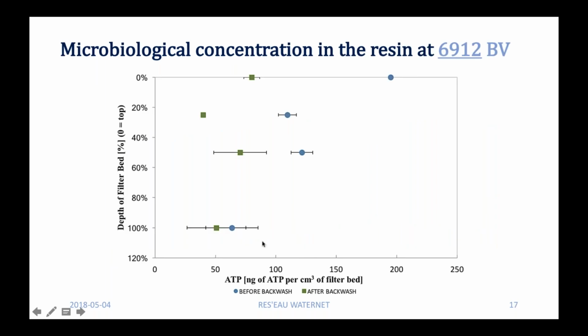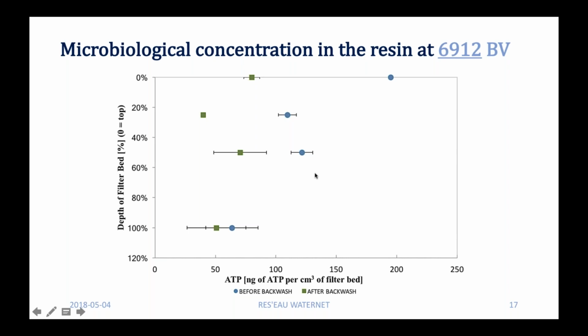An ATP test has been done to study the biofilm regrowth on the surface of the resin. Four samples have been taken from each column before and after backwash, the blue points and the green points, and samples were taken from different depths of the filter: 0%, 25%, 50%, and 100%, which represent different retention times: 0 minutes, 7.5 minutes, 15, and 30 minutes.